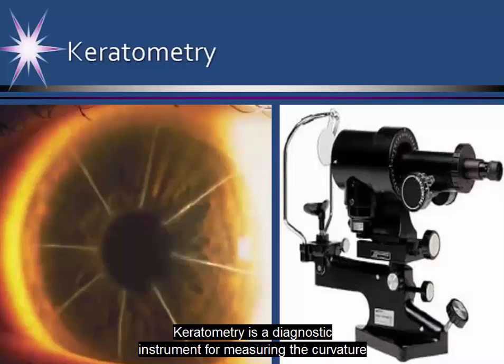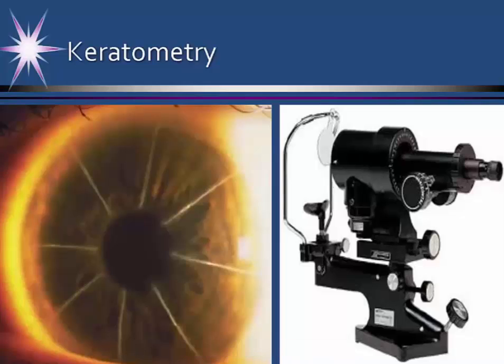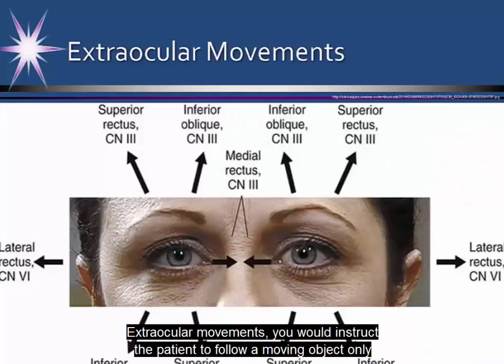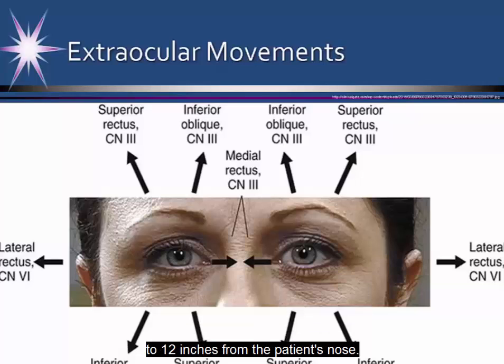Keratometry is a diagnostic instrument for measuring the curvature of the anterior surface of the cornea. It is used to assess the axis of astigmatism. Extraocular movements: you would instruct the patient to follow a moving object only with the eyes in testing for visual fields and extraocular movement. To assess eye movement, hold a finger or an object about 10 to 12 inches from the patient's nose.